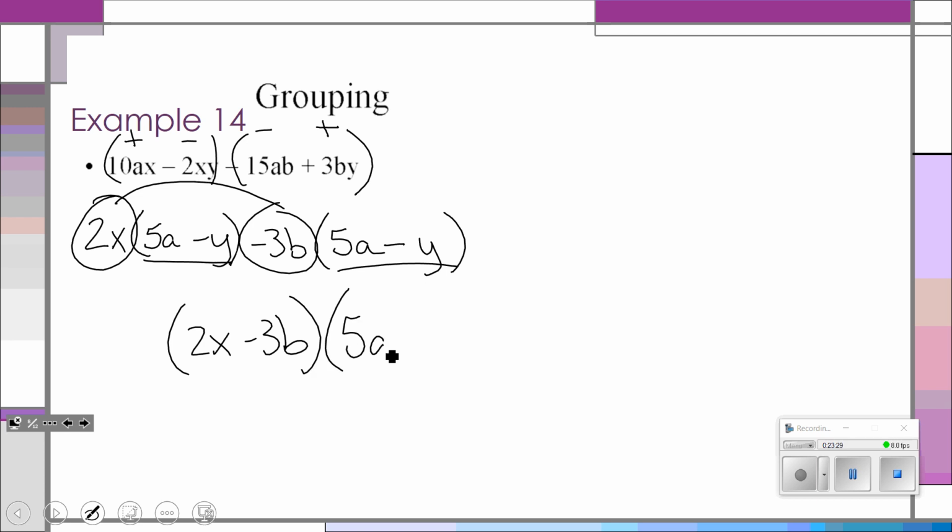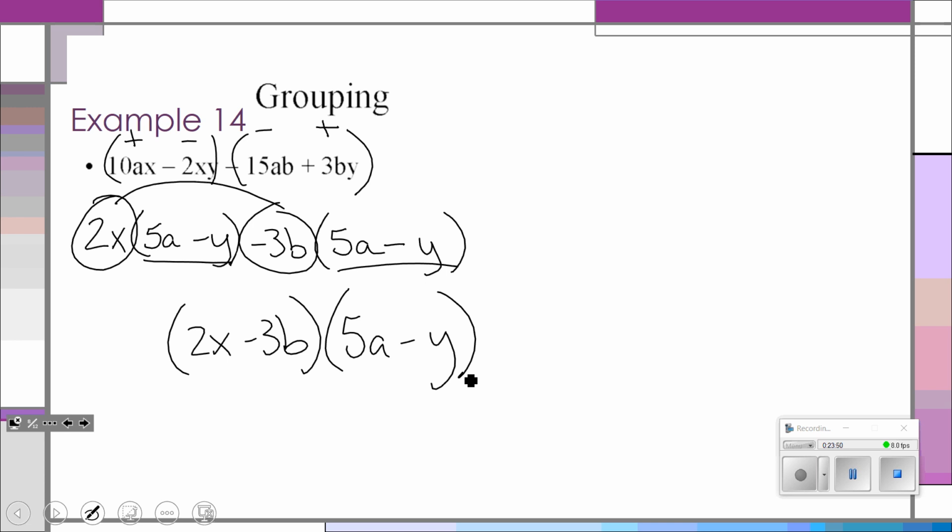5a minus y. Because what do you end up doing when you fold it? You end up taking the 2x to the 5a and the minus y, and then you end up taking the negative 3b to each. So that's just a shorter way to write it. The groups will match. Yep, with grouping.